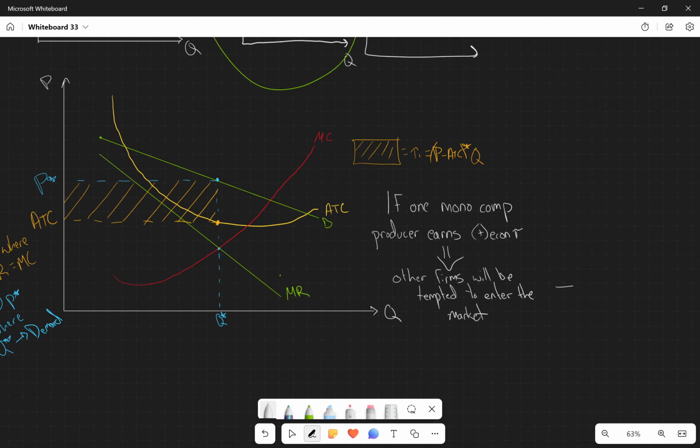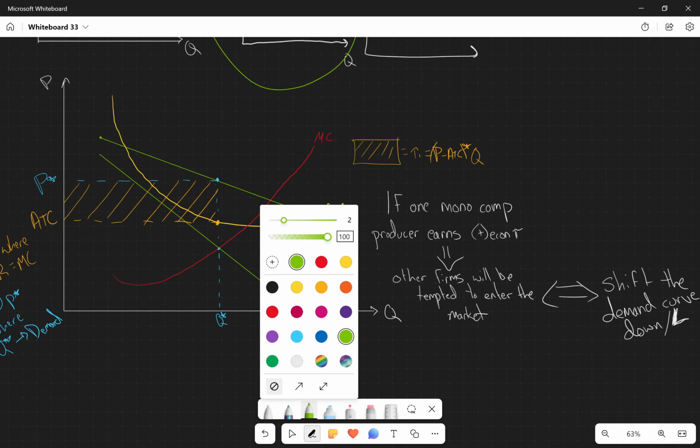When other firms enter the market, this is equivalent to a shift in the demand curve, and specifically a shift down or to the left. When others see that we are making this positive abnormal profit, they are going to enter the market.